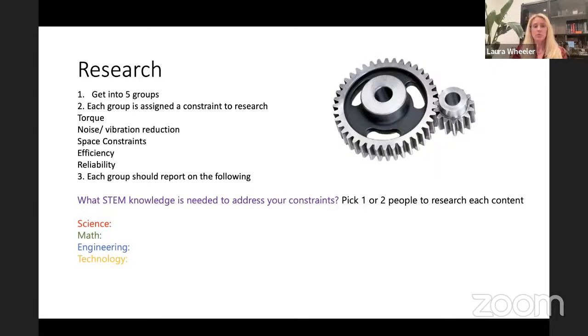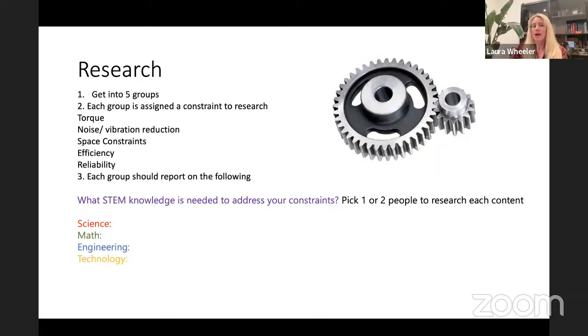Our next group will consider efficiency. How do you keep gears efficient? And the last group will look at reliability. How do you keep gears from failing prematurely or breaking? How would you consider that?